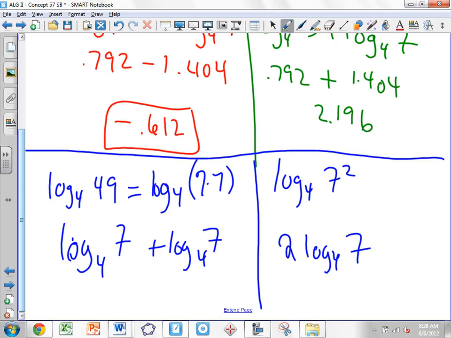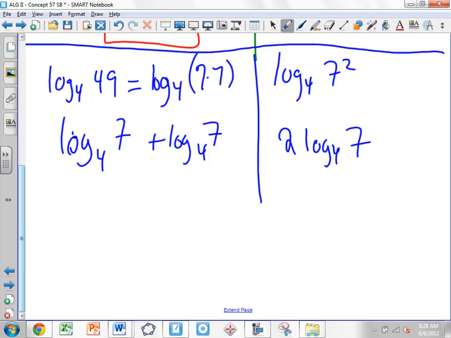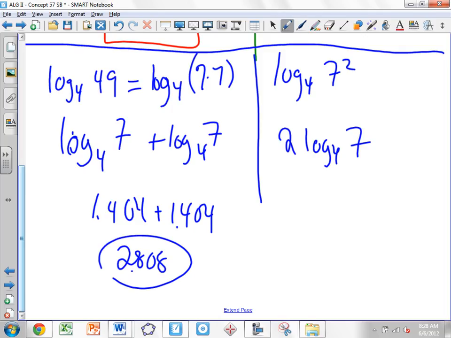So if you notice that this is 7 by 7, you think there's 2 of them, you can write it as 2 log base 4 of 7. But you could also write this as 7 squared and just bring down the 2 in front. Okay? And then again, log base 4 of 7 was defined as 1.404, plus 1.404, which is just going to give us 2.808. Same as the answer you would get on the right-hand side, because you would just do double that number.